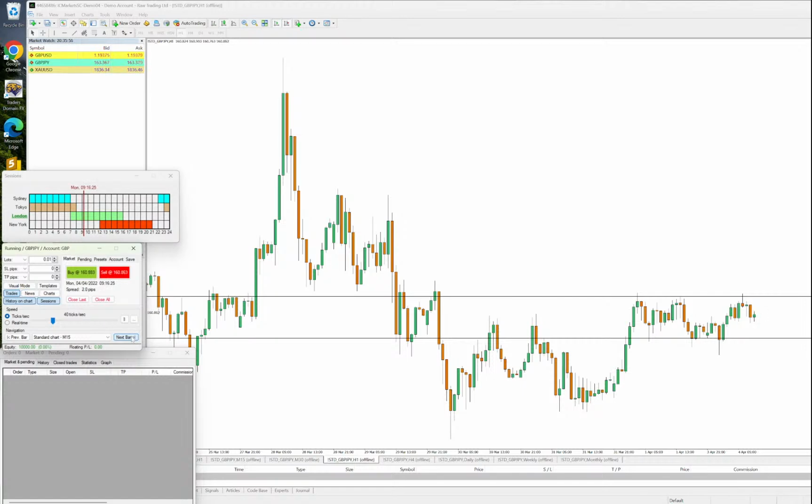The software is Soft4FX. It's a backtesting software. It's very nice and convenient. It gives you everything. The risk is gonna be 1% per trade, like usual. Sometimes I do 1.5, sometimes I do 1%.